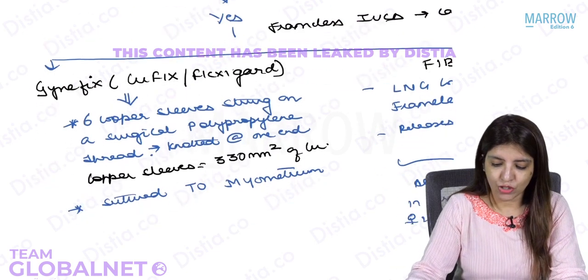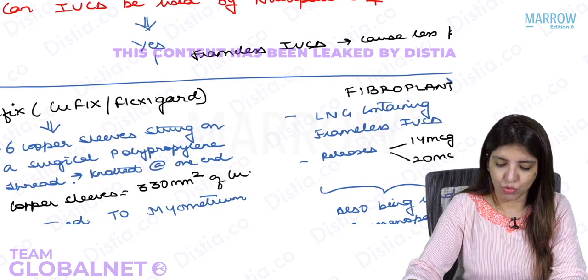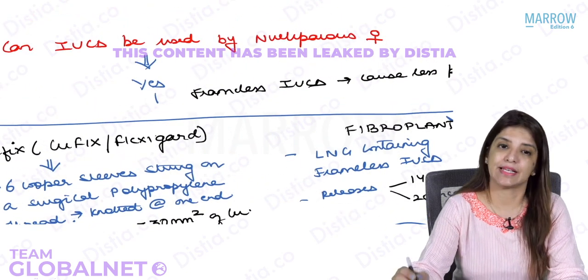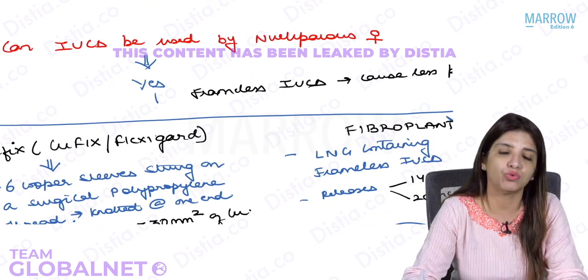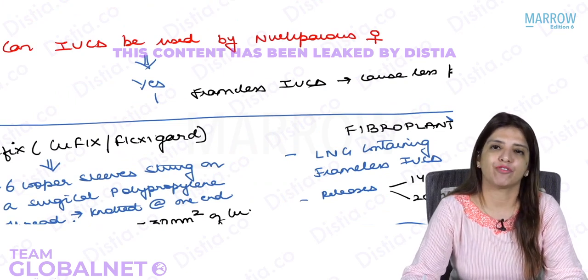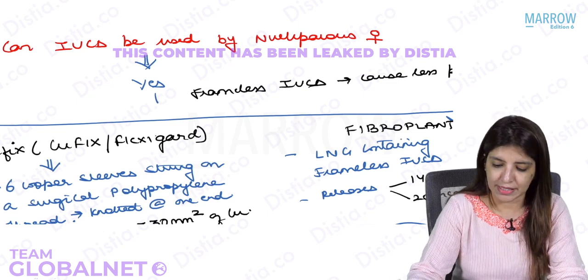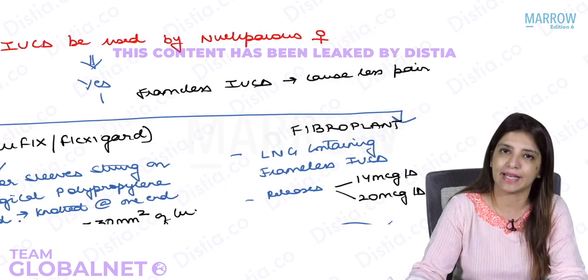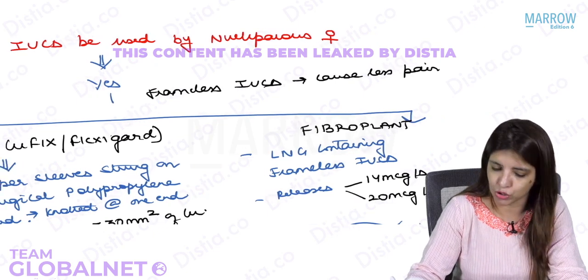Right? Now, my next question. Can IUCD be used in a nulliparous female? Yes. IUCDs can be used in a nulliparous female. In a nulliparous or nulligravida female, it's better to use frameless IUCDs because they are going to cause less pain and the expulsion rate will also be less.